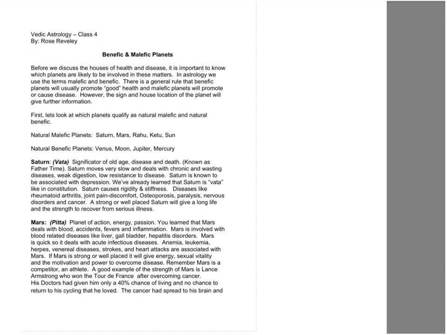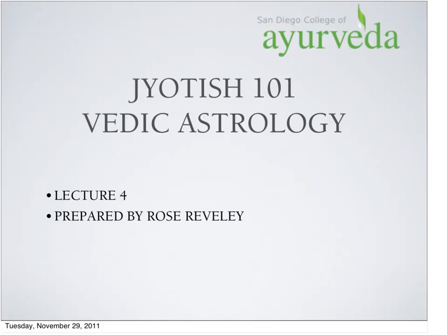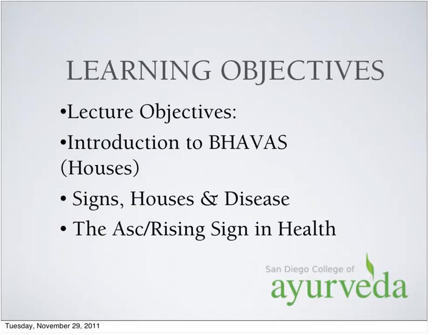So today is class 4, and Rose will be discussing the bhavas, signs, houses, and disease, and specifically the role of rising sign and ascendant in health. And hopefully at some point, maybe next class, we will discuss the drishtis, which are really, really important.